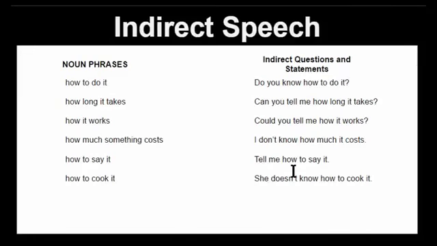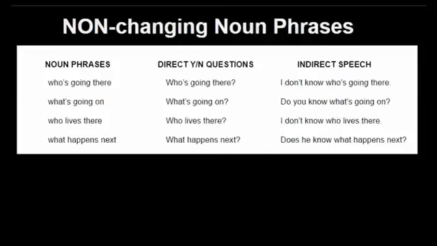I don't know how to say it. Could you tell me how to say it? Do you know how to say it? How to cook it? She doesn't know how to cook it. These are all indirect speech examples. Now, as we said earlier, the helping verbs do, does, and did don't change, so we don't use them.